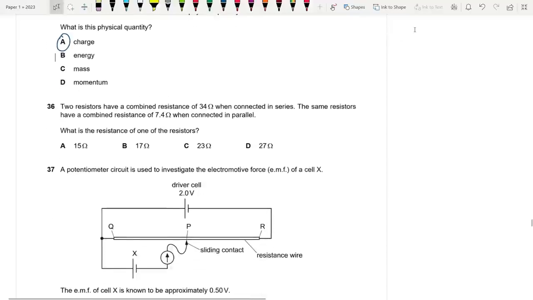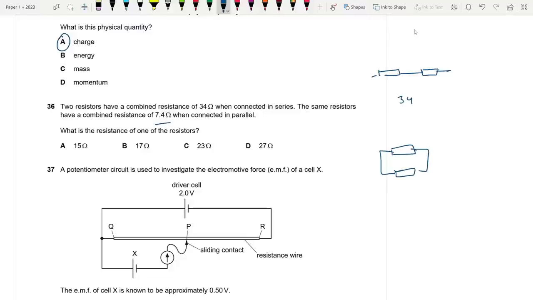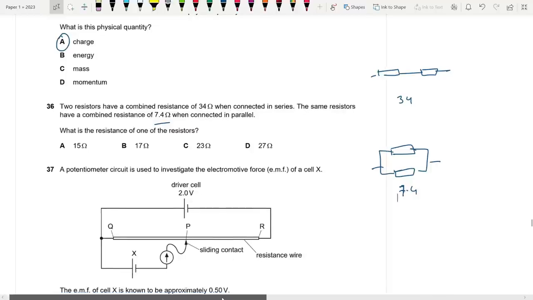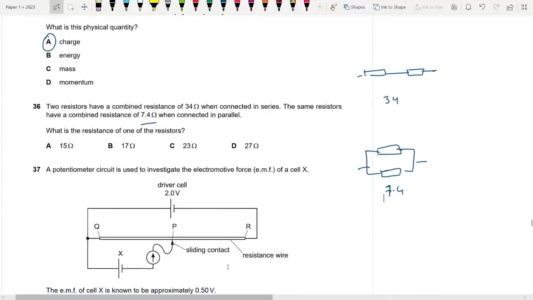Okay, 36. Two resistors have a combined resistance of 34 when connected in series. Okay, when connected in series, it is 34. The same resistors have a combined resistance of 7.4 when connected in parallel. Okay. When connected in parallel, it is 7.4. Fine. Now, what is the resistance of one of the resistors? So honestly, this is just trial and error.